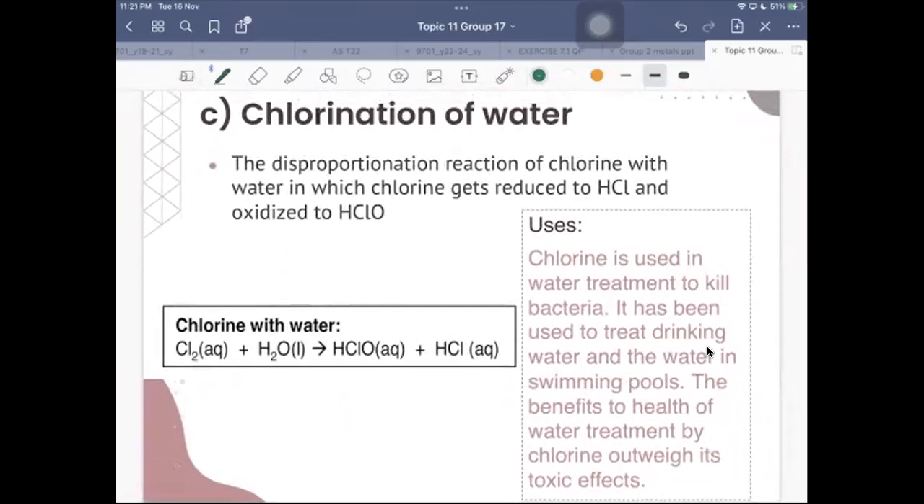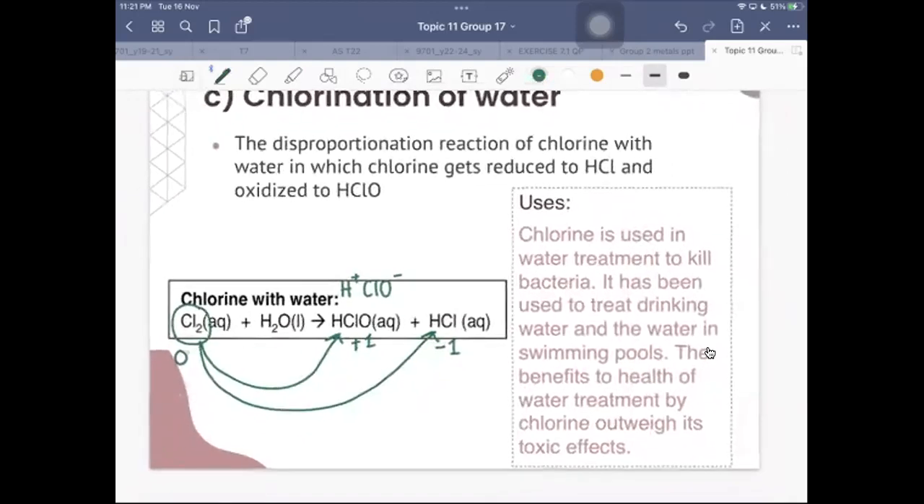Same thing, the chlorine here is being reduced and oxidized. You go from 0 in Cl2, it is oxidized to +1 in HClO. In HCl, it is reduced to -1. So HClO is made up of H plus and ClO minus. The use of this reaction is to kill bacteria. So please copy down this part, and that's it.